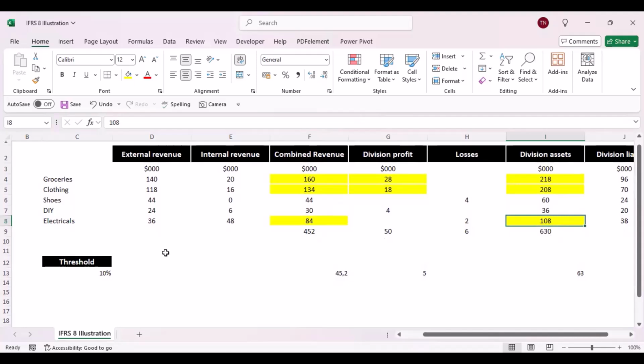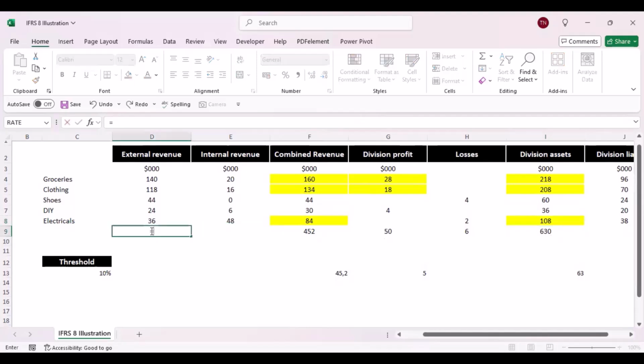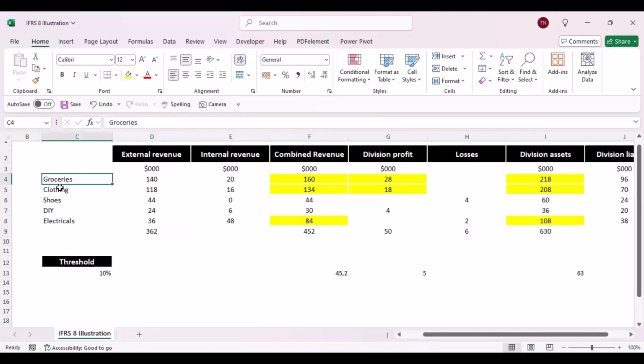The secondary criteria then says, now let's consider only the external revenue. The external revenue should be more than 75% of the total external revenue. So we take the external revenue is 362. So we're saying groceries, clothing, electricals, these have met the criteria. These are now operating segments.